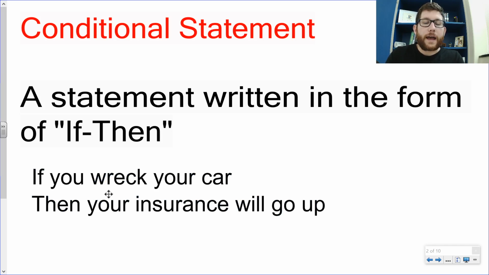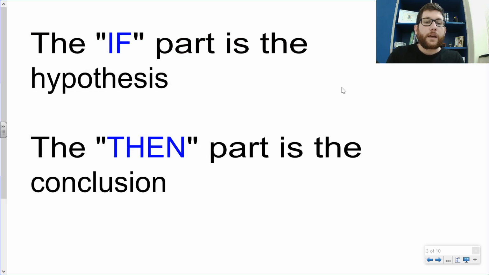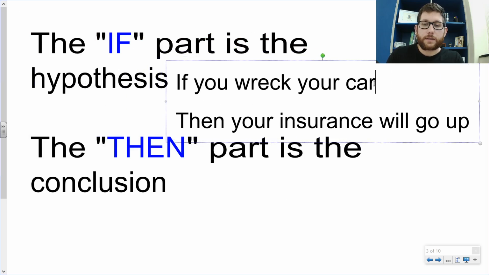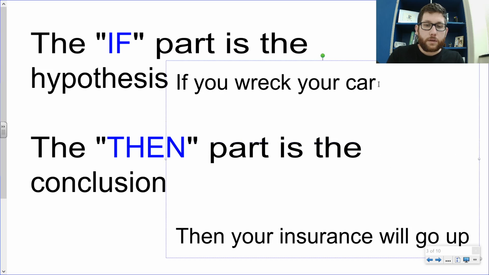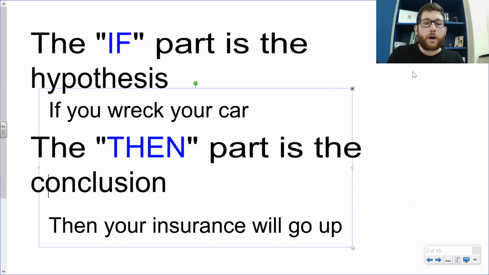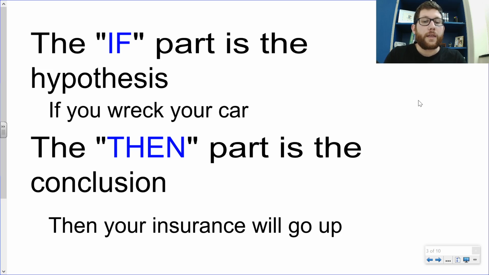A conditional statement has two pieces, the if part and the then part. The if part is called the hypothesis. So if you wreck your car would be the hypothesis of our original statement. The then part would be the conclusion. Then your insurance will go up. So if it's hypothesis, then it's conclusion. The hypothesis is a little different than maybe you think of hypothesis with science or something like that. That's a reasonable thing to think. But in this case, we're going to use that word hypothesis as meaning the if part of the statement.